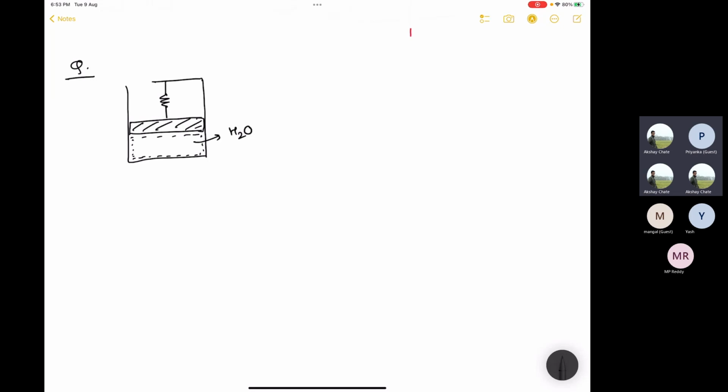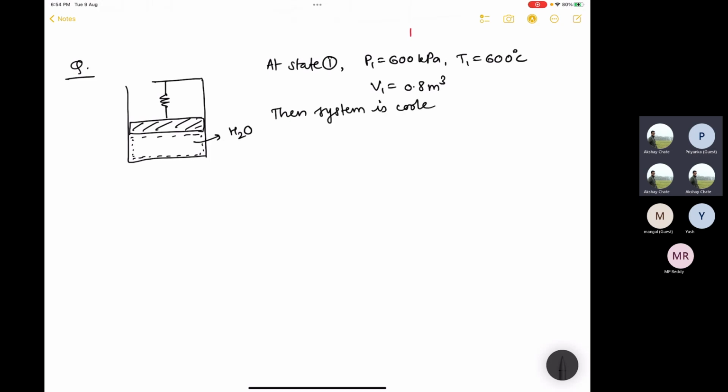So I'll write what is given at state 1, the initial state. P1 is 600 kPa and T1 is 600 degrees Celsius and V1 is, oh sorry, not the specific volume, it's the total volume. V1 is 0.8 meter cube. This is your state 1, and then the system is cooled till its pressure becomes 200 kPa.